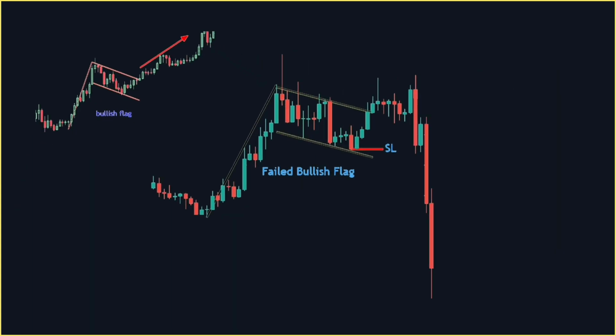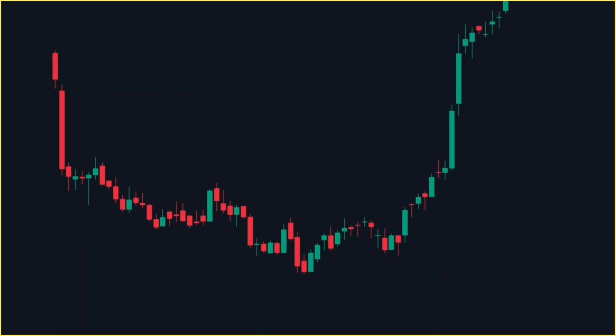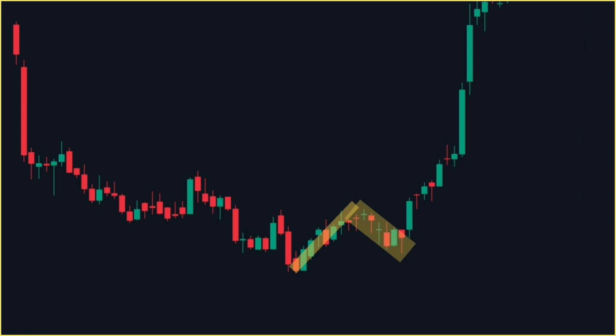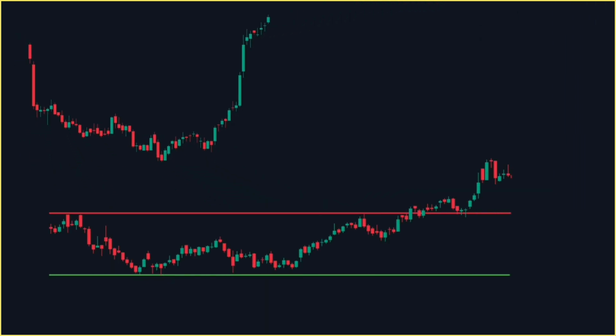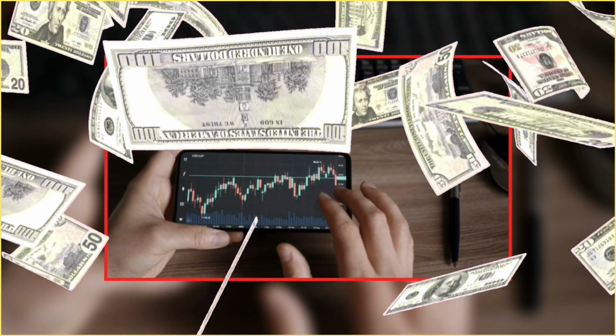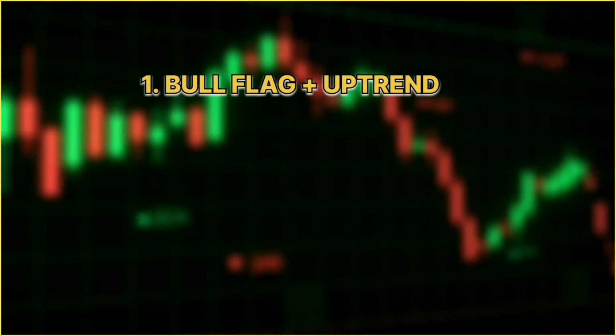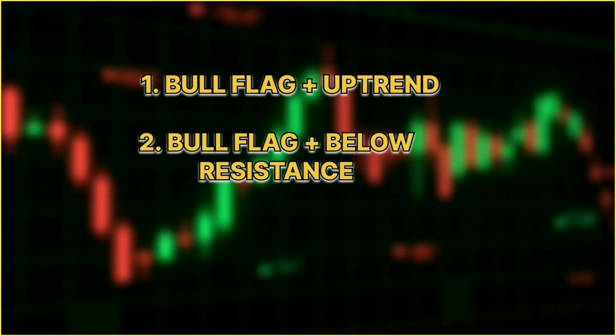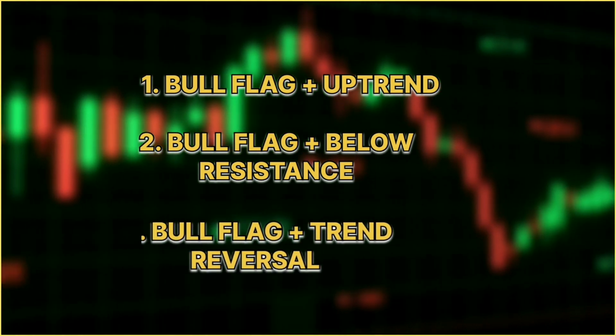Just because you spot a flag pattern, it doesn't mean that it's set up to be a high risk to reward setup. For all you know, the bull flag pattern is also formed in an existing downtrend. Not only downtrend, it also formed in a range-bound market. That's why I'll discuss 3 types of bull flag pattern that can give you daily profit. Bull flag pattern plus uptrend, bull flag pattern plus below resistance, bull flag pattern plus trend reversal. Confused? Let me show you what I mean and how versatile this one chart pattern could be.